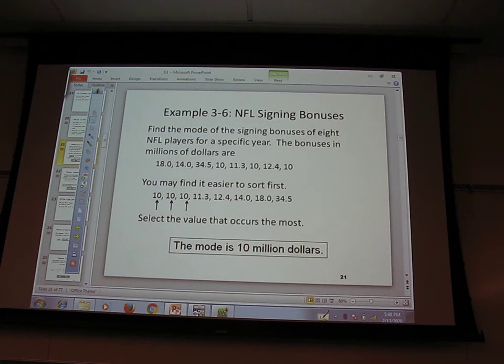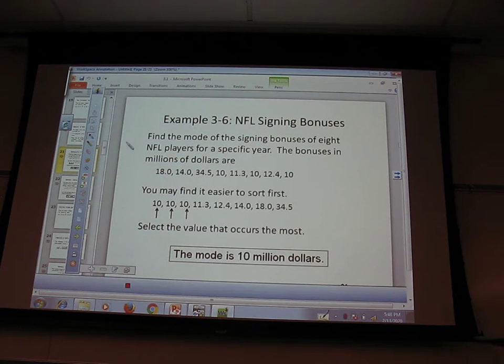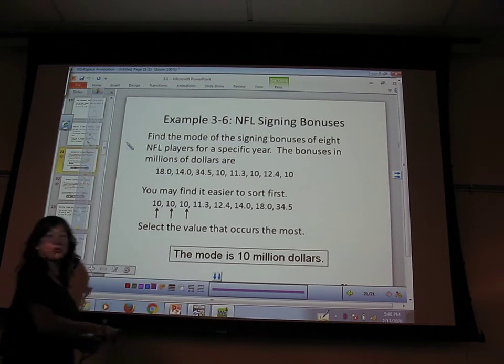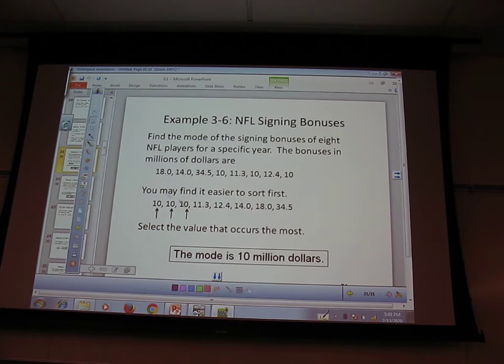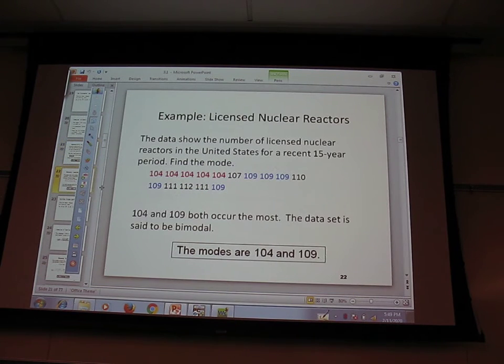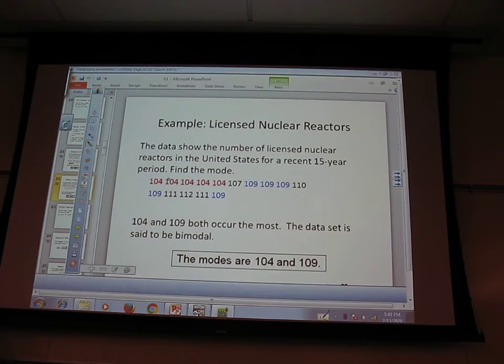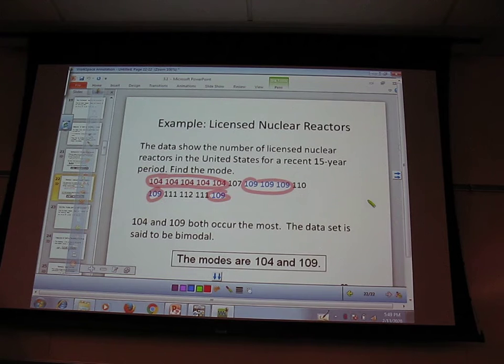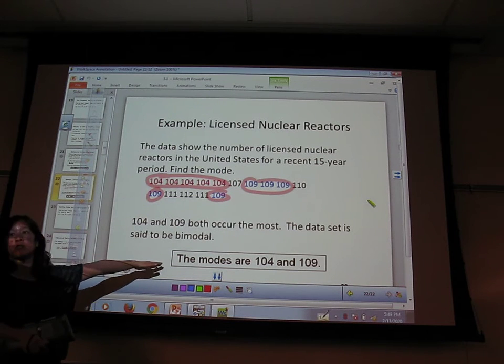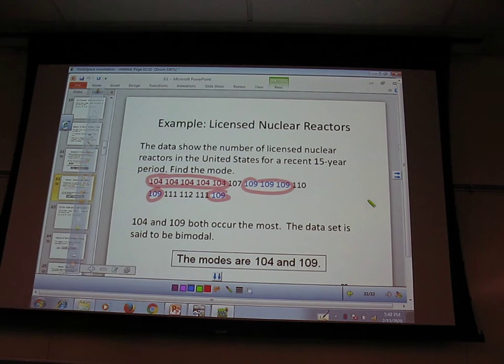So here's an example. Sometimes it helps to put them in order because it's easier to find what they are, but you can clearly see 10 occurs the very most here. So there is one mode, 10, right? Everybody on board with that? And then here, if I look at this, there are 5 of these, and there are also 1, 2, 3, 4, 5 of those. So they're both tied for the most. Since they're tied for the most, it has 2 modes, 104 and 109. Please note, if I had one more 109, then 109 would win, and there'd only be one mode, 109. But because they're exactly tied, they both have exactly 5, then it's bimodal.